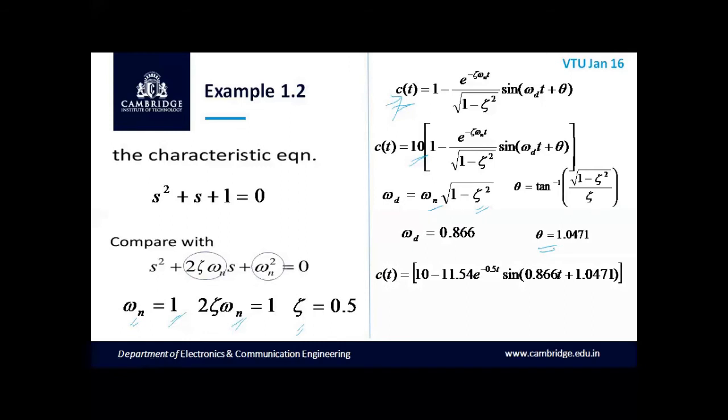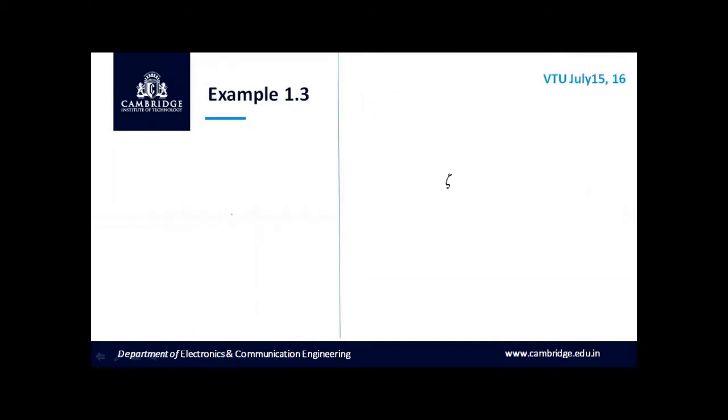So after substituting omega d is equal to 0.866 and theta is equal to 1.0471, C of t will be equal to 10 minus 11.54 into e to the power minus 0.5t into sine of 0.866t plus 1.0471. Theta is in radian. I remind you once again.